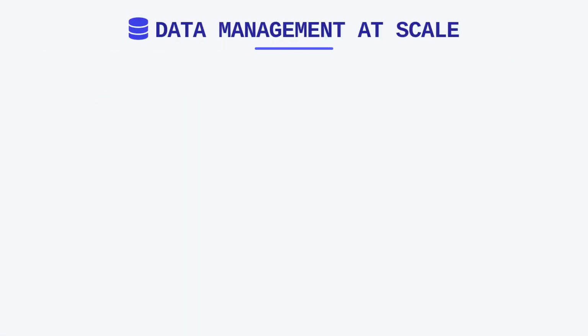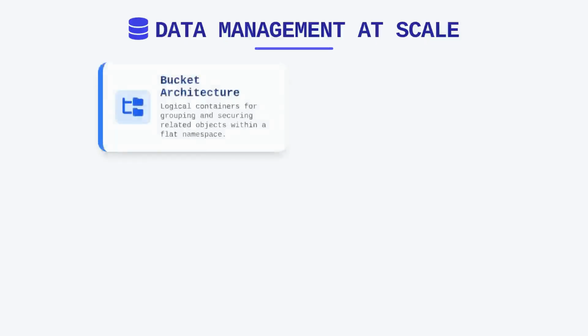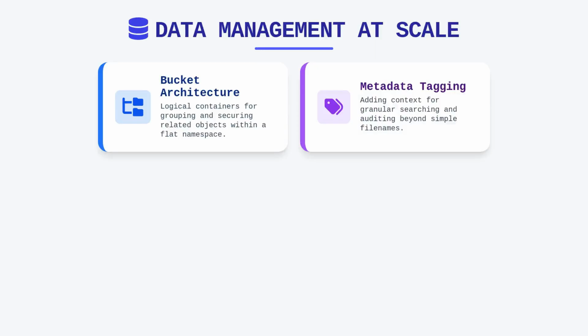Managing your data at scale requires more than just picking a tier, as it demands a structured approach to bucket management and lifecycle automation. While the object namespace itself is flat, your organization will likely utilize buckets, which act as logical containers for grouping and securing related objects. Within these buckets, you can leverage metadata tagging to add context to files, allowing for granular searching and auditing that simple file names could never support.